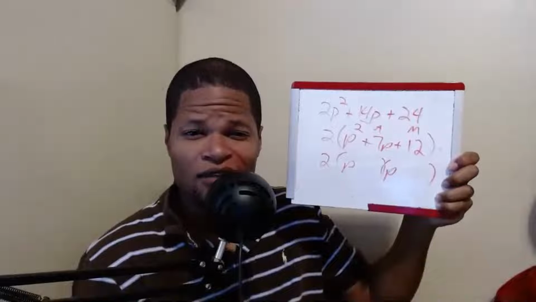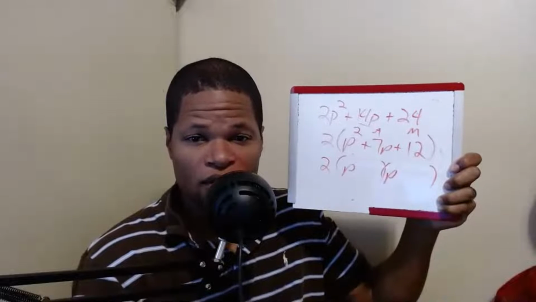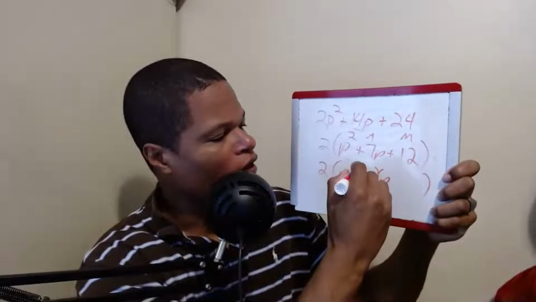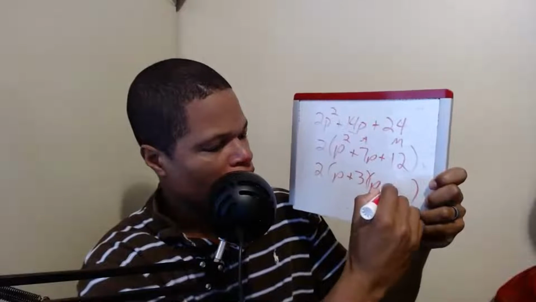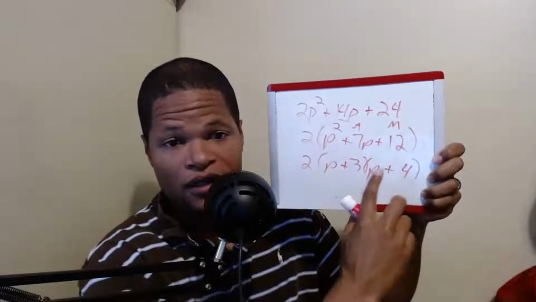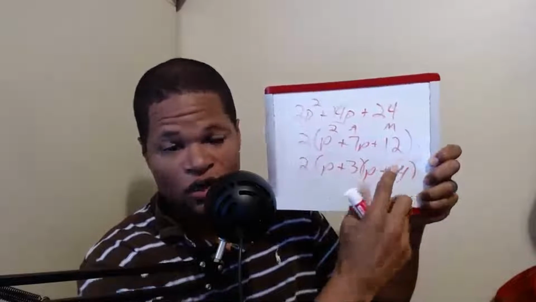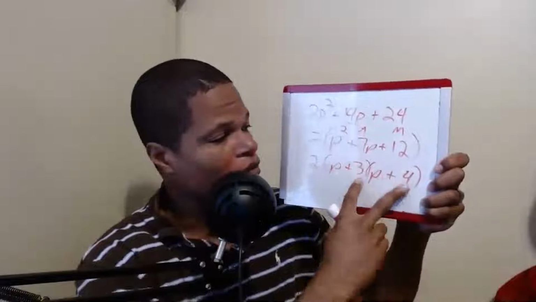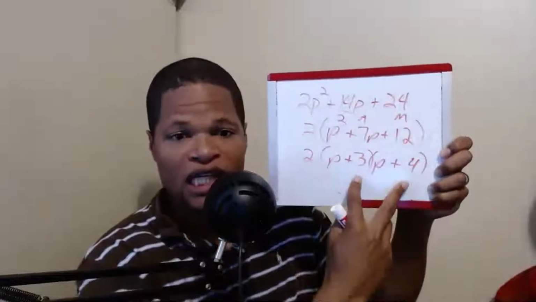Is there anything else that's a factor of 12? Wait a minute, what about 3 and 4? Say positive 3 and positive 4. 3 times 4 is also a product. The product is 12, factors of 12. But if you add 3 and 4, that checks our box because 3 plus 4 is 7. So that's your winning combination.